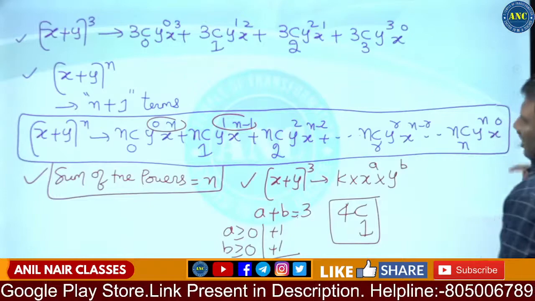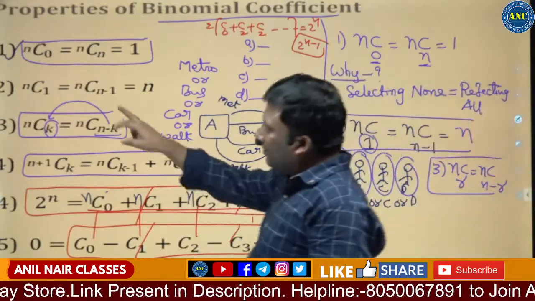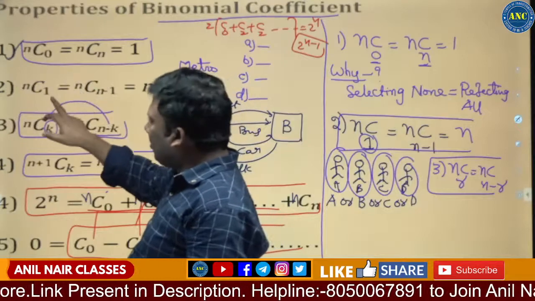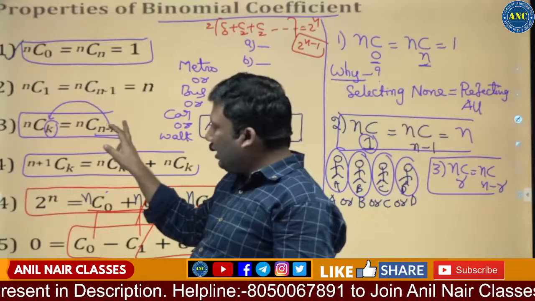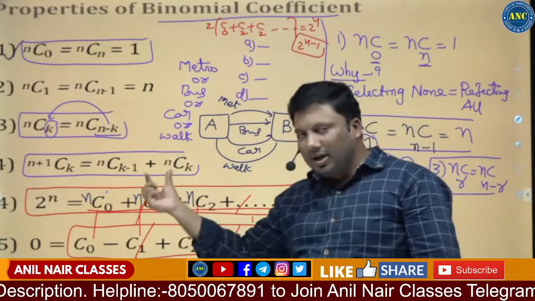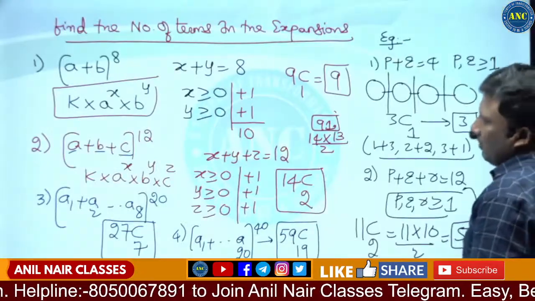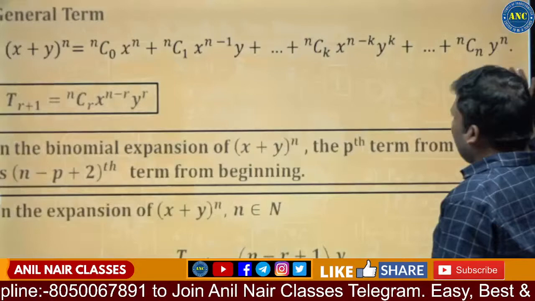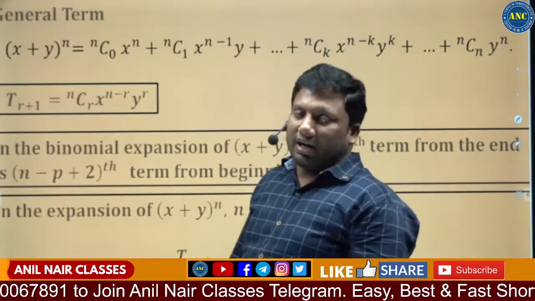nC0 is 1. nCn is 1. Selecting n is rejecting 0. Selecting 1 is rejecting n minus 1. Selecting k is rejecting n minus k. Sum of the coefficients is given by 2 power n. Sum of the even coefficients is given by 2 power n minus 1. Sum of the odd coefficients is given by 2 power n minus 1.